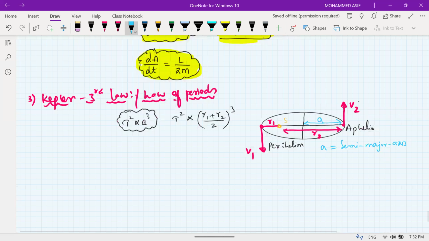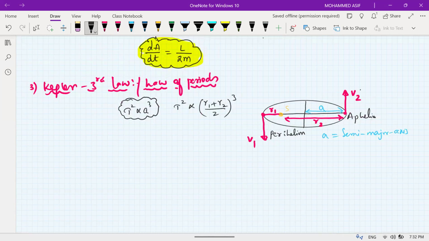Here is a very important formula. I'm not deriving it, just try to remember it. V1 and V2 can be calculated by the formula: V1 is equal to the square root of Gm divided by a, where a is the semi-major axis, into 1 plus e divided by 1 minus e. E is known as eccentricity.